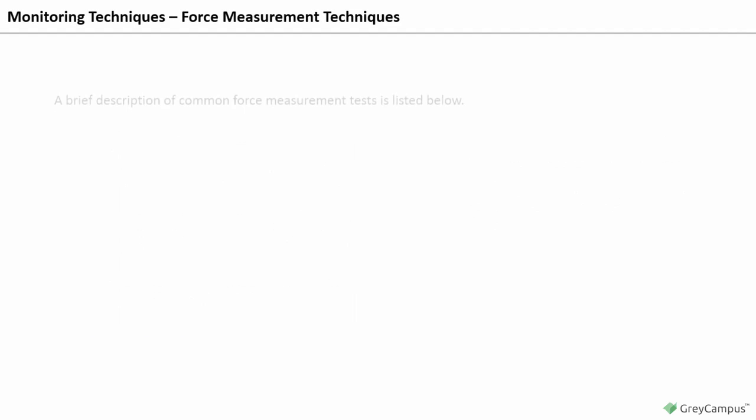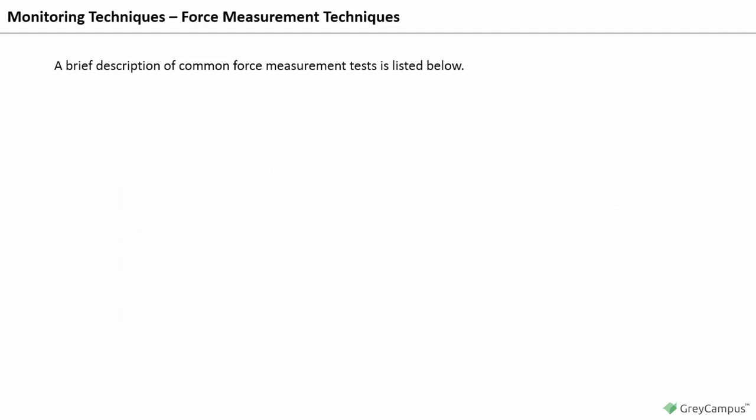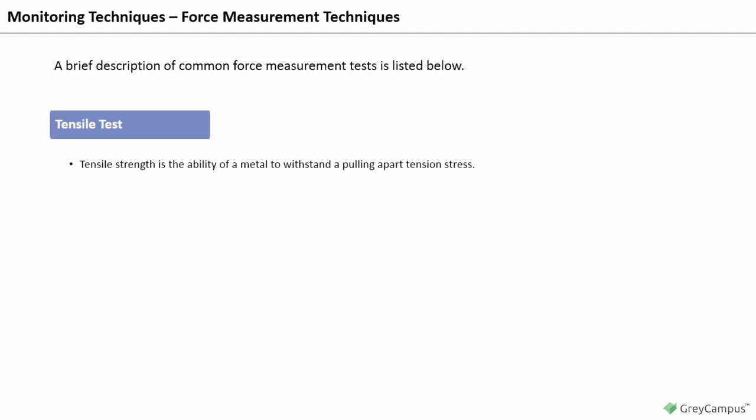Force measurement techniques. A brief description of common force measurement tests is listed below. Tensile test. Tensile strength is the ability of a metal to withstand a pulling apart by tension stress. The tensile test is performed by applying a uniaxial load to a test bar and gradually increasing the load until it breaks. The load is then measured against the elongation using an extensometer. The tensile data may be analyzed using a stress-strain curve.